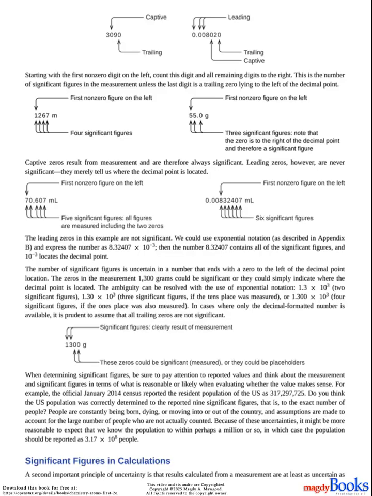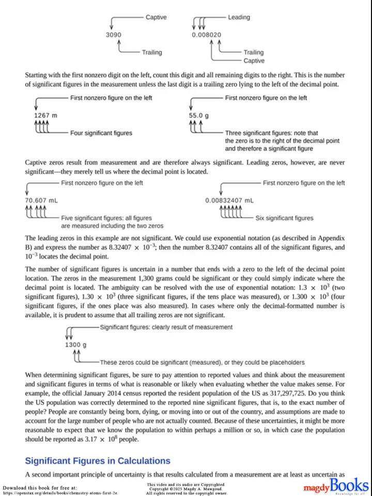B. 0.00832407 milliliter. First non-zero figure on the left. 6 significant figures. The leading zeros in this example are not significant.